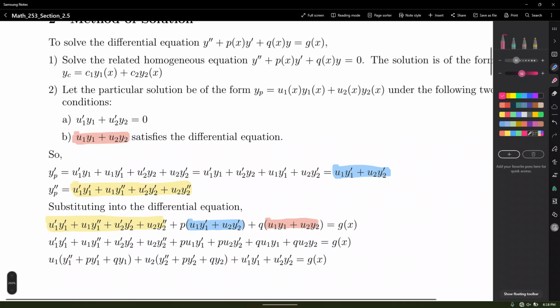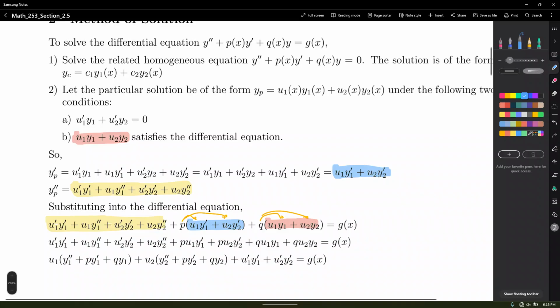Next up is to distribute. Distribute the P over here and over there. Distribute the Q over here and over there. That's going to give us all these terms right here: P u1 y1 prime, P u2 y2 prime, and then Q u1 y1 plus Q u2 y2. What are we going to do here?